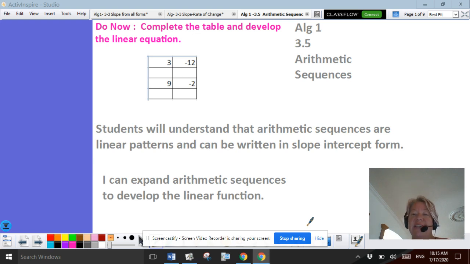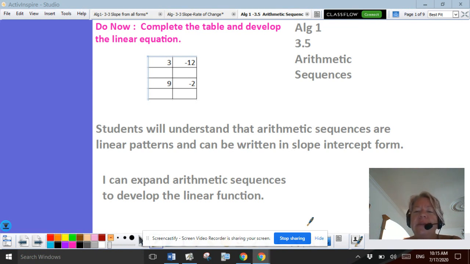All right, so today is section 3.5. We're going to be looking at arithmetic sequences, and today is all about patterns. And what we realize is that with arithmetic sequences, they're linear patterns. So we can treat them the same as linear tables.